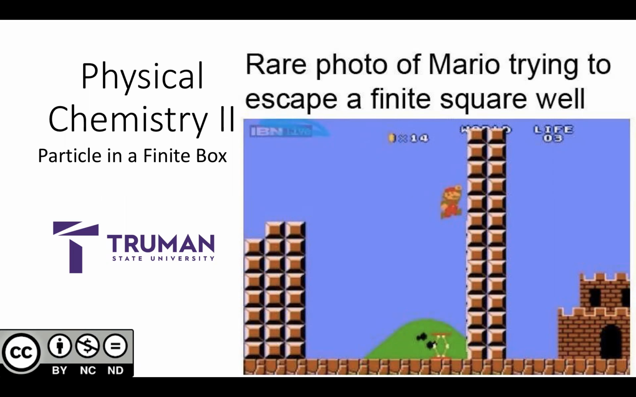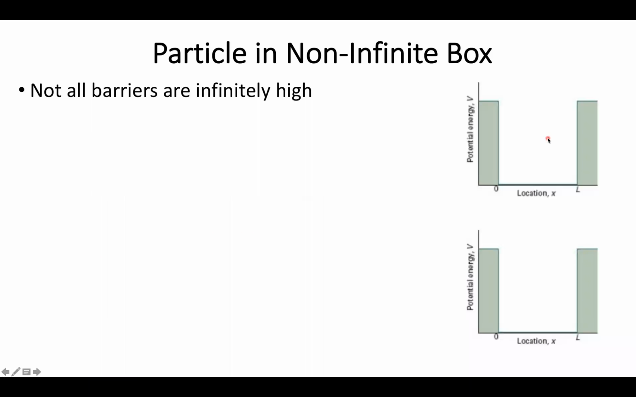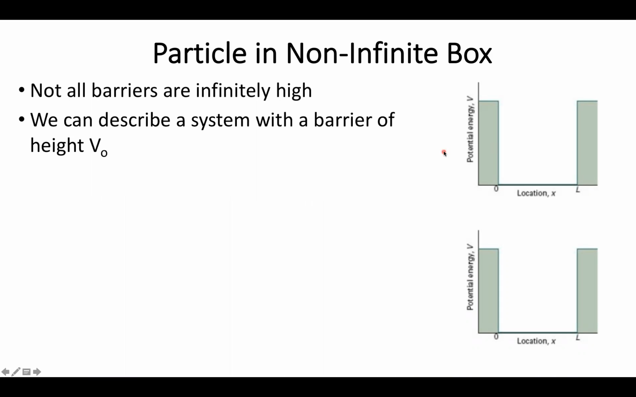So this means that our potentials are not going to be infinitely high, and so we need to describe essentially a system with a barrier of height V. So V is going to be essentially the potential energy barrier to escape the well. Now, one of the crucial parts about dealing with this type of square well is that these walls aren't infinitely deep. There's some place with a zero potential outside the well.